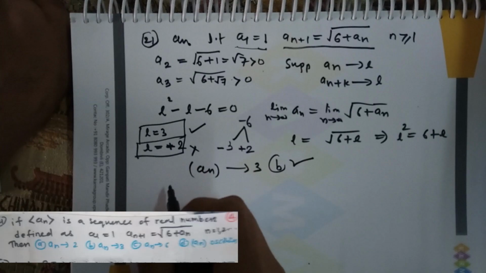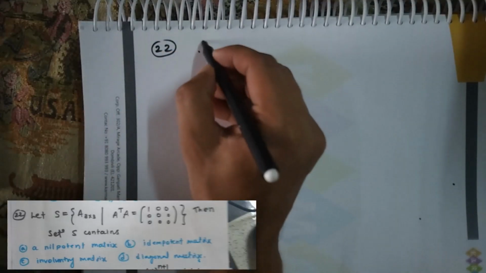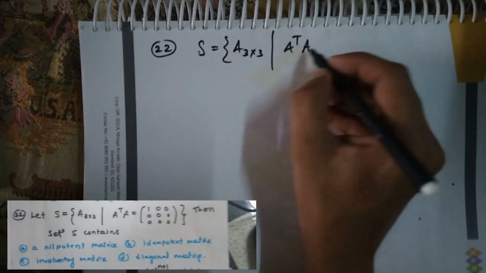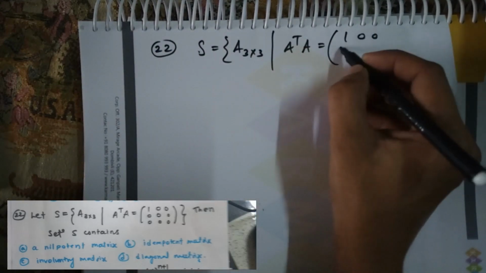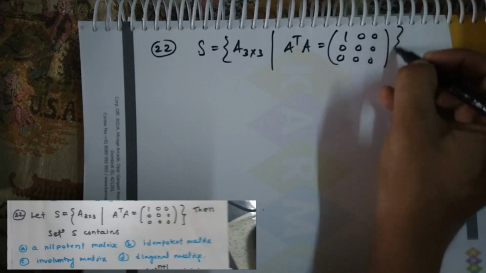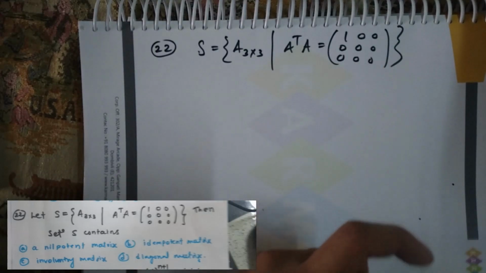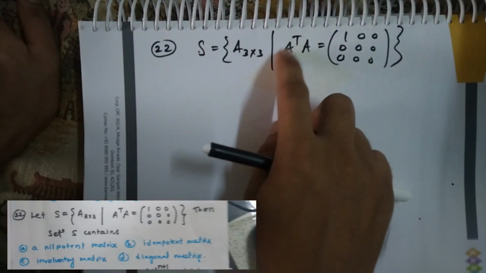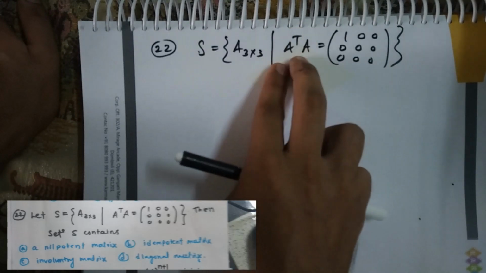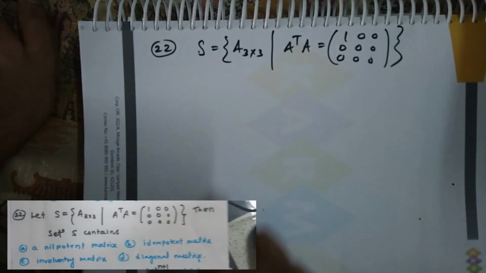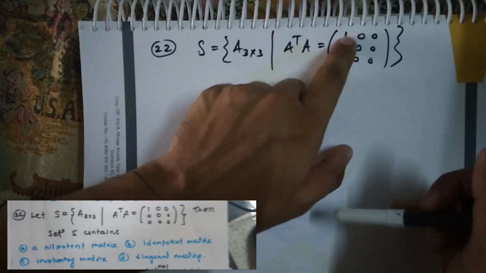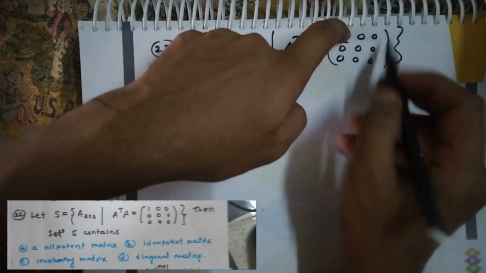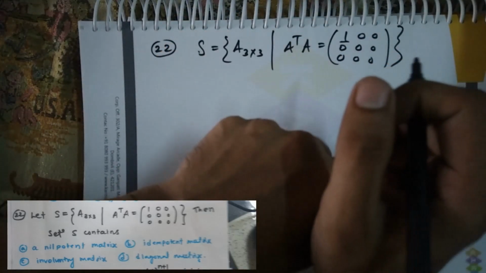Okay, question number 22. What they are saying is, S is a collection of all 3 cross 3 matrices such that the transpose of A times A itself will give me the matrix with 1 in the first entry and 0 everywhere else. So we just want to find one matrix such that if I make the product of its transpose and the matrix itself, I will get this kind of matrix. Now see what kind of matrix we want in the result. We want a matrix whose a11 entry is 1, and all the rest of the entries are 0. So how to construct such a matrix? This is the idea.